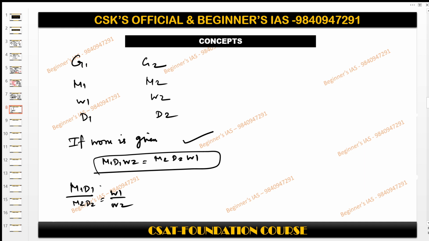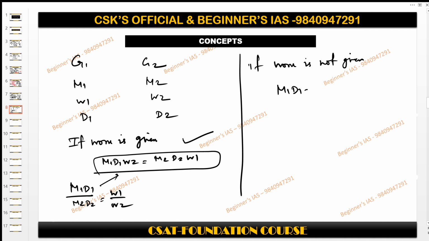Since we have just cross multiplied, we are using this one. This is more than enough. This model was there in 2022, I think. If work is not given, then what will you do? If work is not given, simply M1 D1 is equal to M2 D2. This is more than enough.